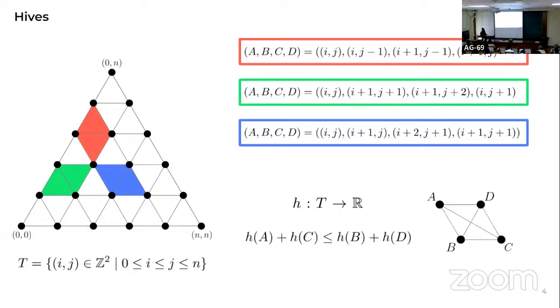This function h is called a hive if for all these rhombuses, this condition is satisfied. A and C form the long diagonal and B and D form the shorter diagonal. The sum of values on the shorter diagonal should be greater than the sum of values on the longer diagonal. This is the rhombus concavity condition, which we had seen earlier.